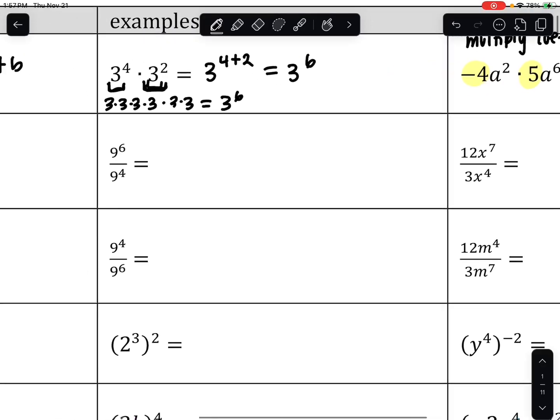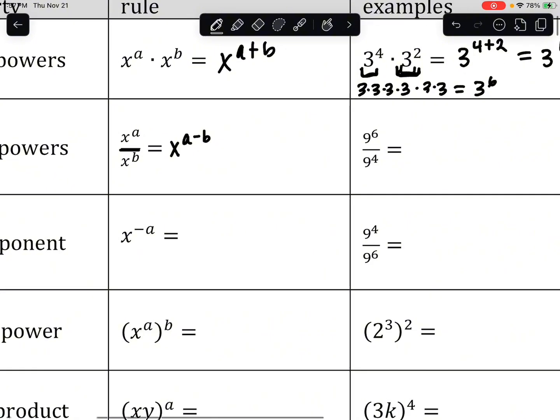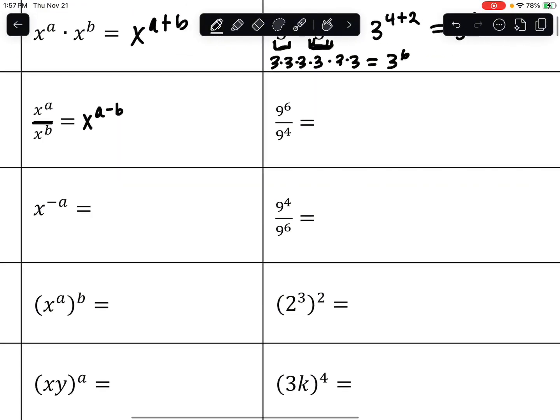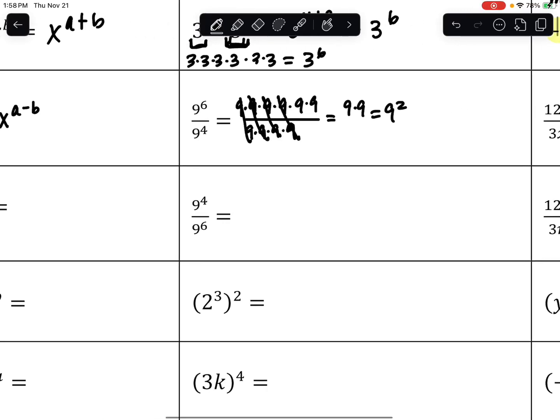And so it's similar for division, but this time instead of gaining copies, we're losing copies with division. And so here you would subtract your exponents. And so if you were to expand this out, I would have 6 copies of 9 on top, and then 4 copies on bottom. And so 4 of the copies would cancel to 1, leaving me with just 2 copies on top. And so this would equal 81.